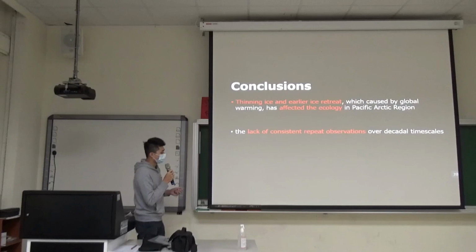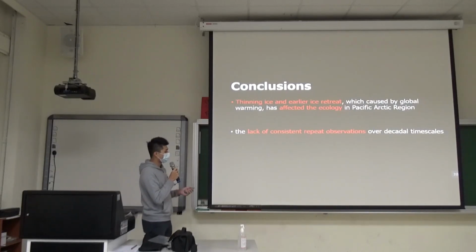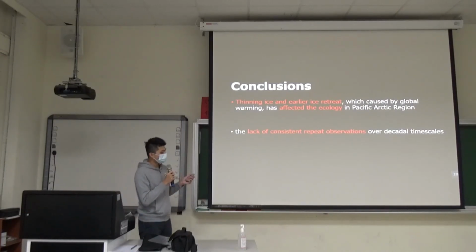Due to the sea ice getting thinner and thinner, the light can penetrate into the surface water, which will let the surface phytoplankton bloom. And as the ice retreats earlier, we will see the figure that we saw in the previous slide, and it will affect the ecosystem in the Pacific Arctic region.